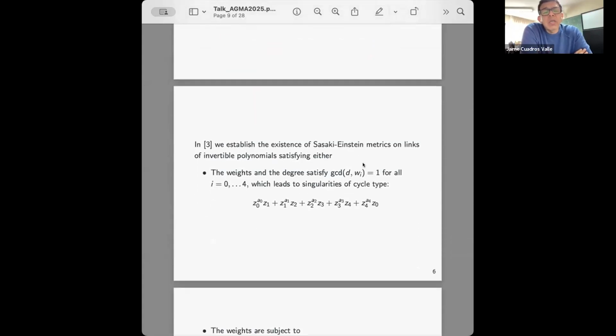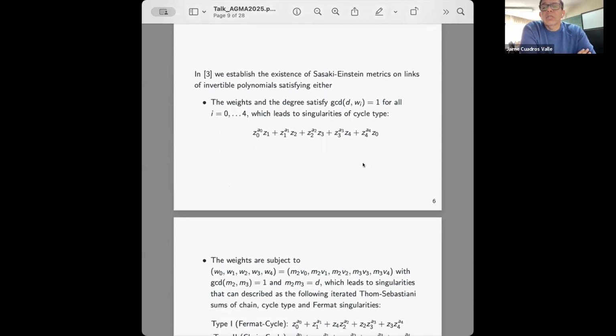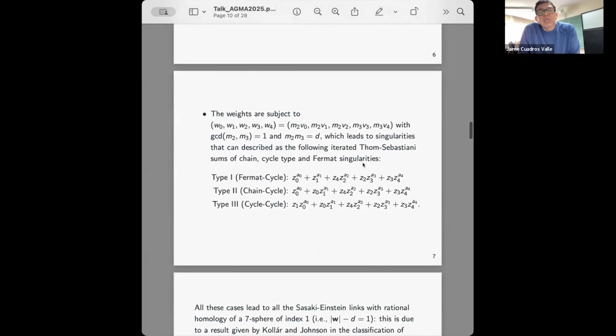In previous works, we established the existence of Sasaki-Einstein metrics on links of invertible polynomials. We focus on the following types. These types are the cycle types, the polynomials of this kind, with some arithmetic conditions. Notice that the degree and the weights satisfy interesting conditions. They are coprime, the elements of the weight of the action. Or we consider the Thom-Sebastiani sum of certain polynomials that are Fermat, chain, or cycle type.